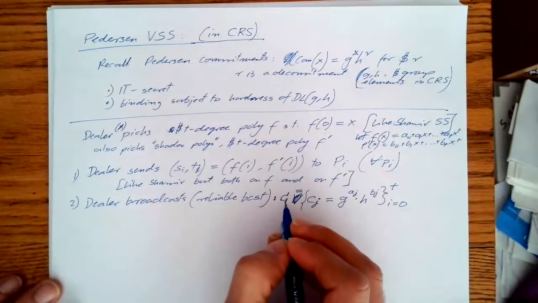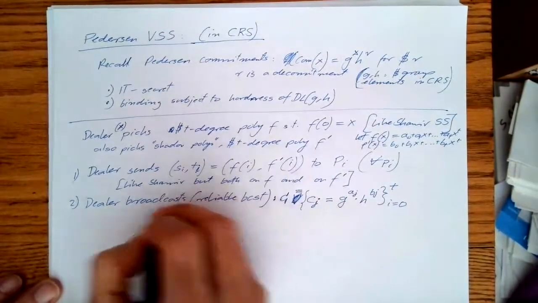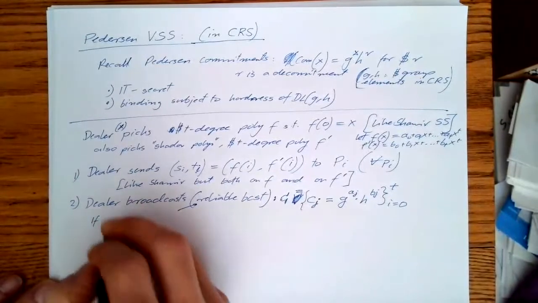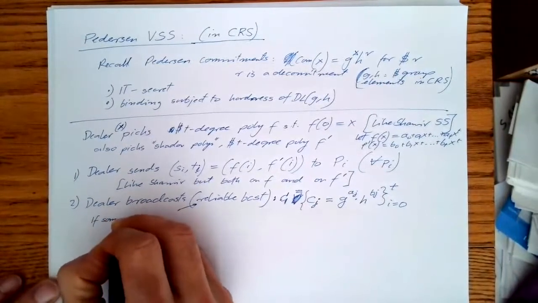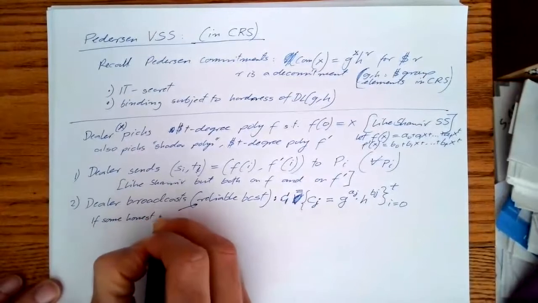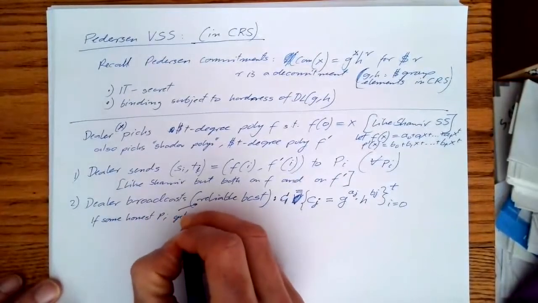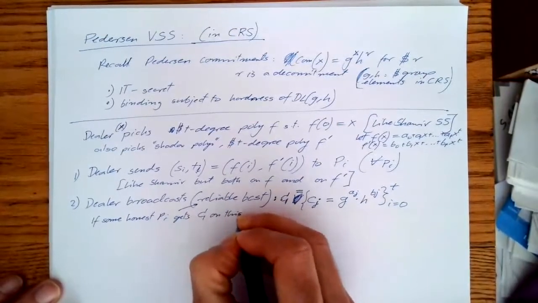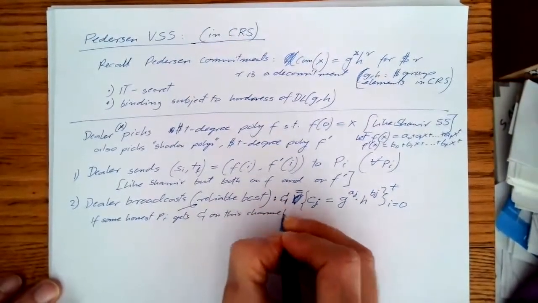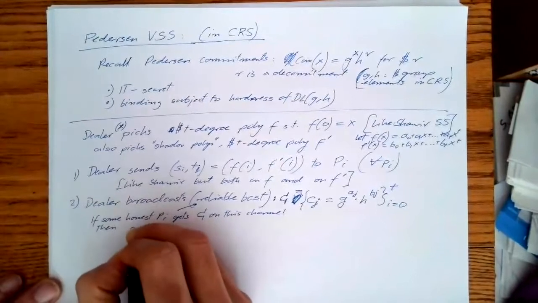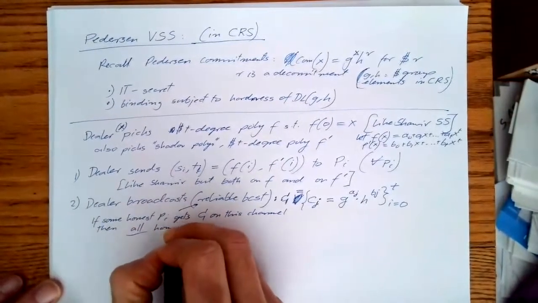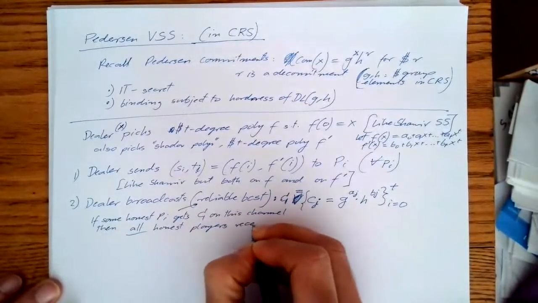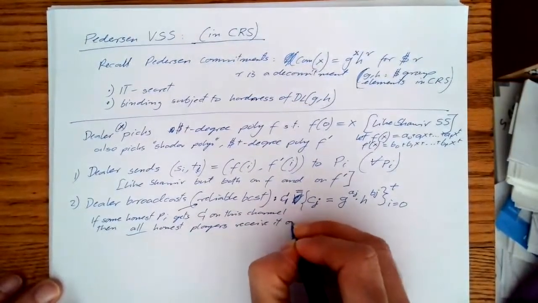He broadcasts this. A reliable broadcast means that, as the property, if some honest Pi gets this C on this channel, then all honest players receive it on this channel.